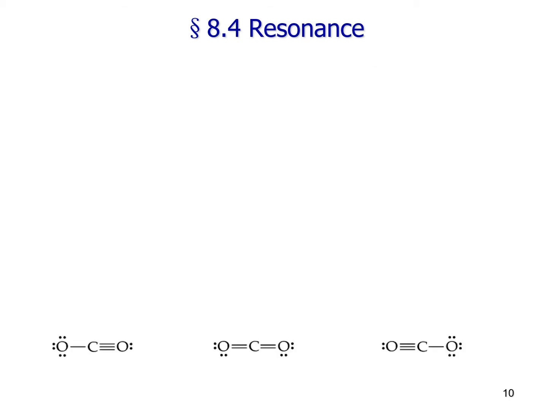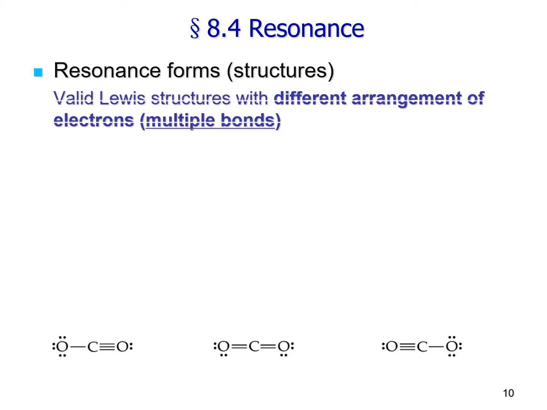How come we can have this kind of situation? One simple compound, CO2, can have 3 valid Lewis structures. This situation is what we call resonance forms, or resonance structures.